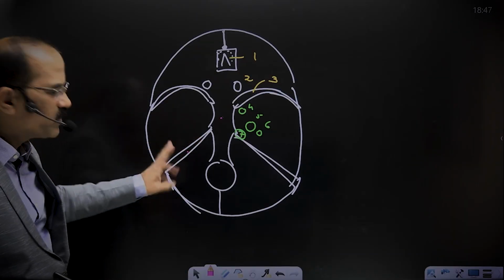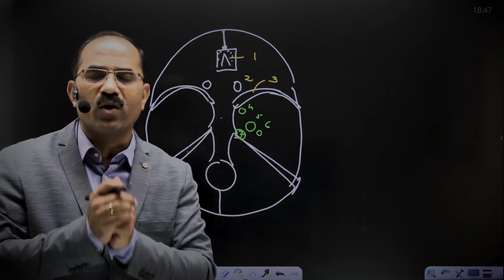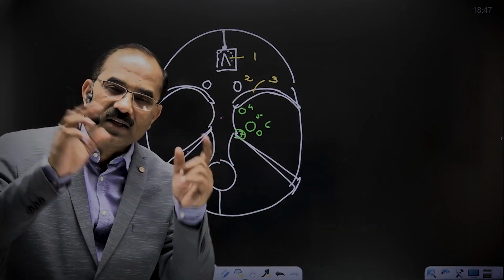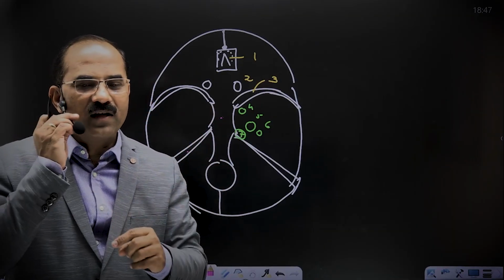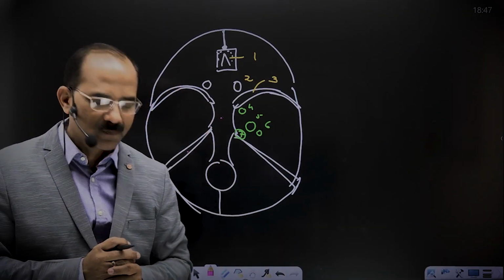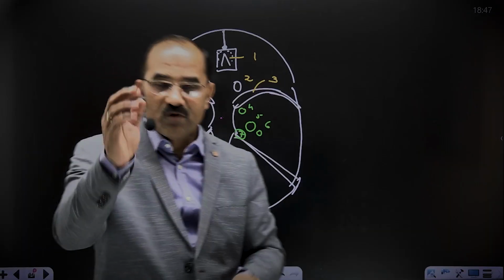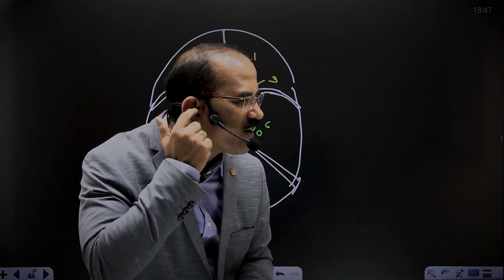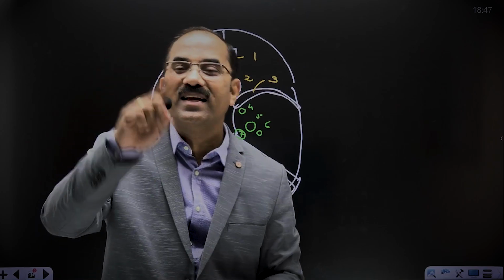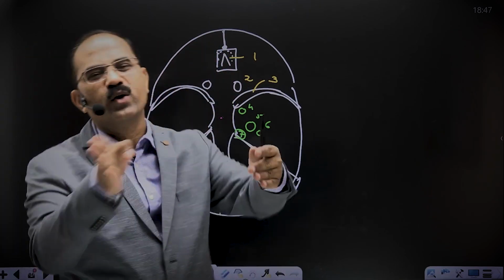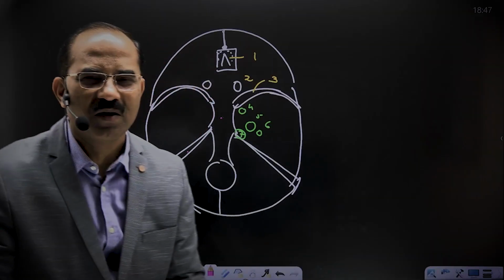Now, in this petrous part, which is very hard like a rock, what lies within it? The internal ear and the middle ear lie within the petrous part of the temporal bone. Now suppose, students, if I have to enter the ear from outside, there's a foramen right here. What's this foramen? External acoustic meatus. From here, I go into the external ear, right?